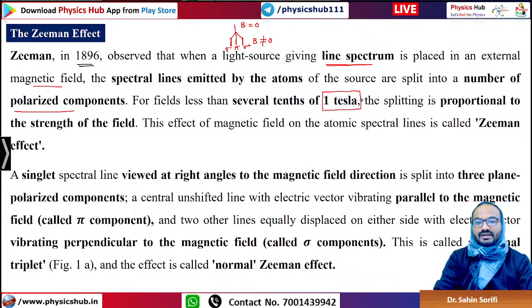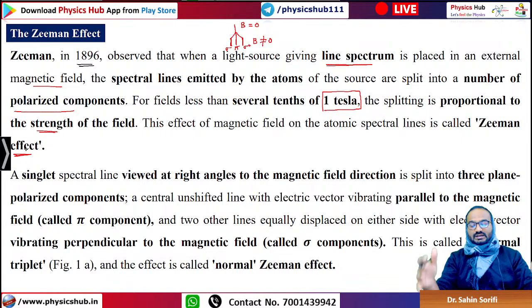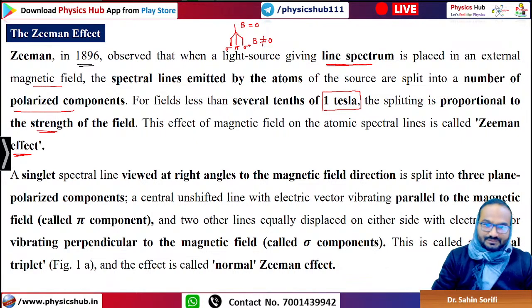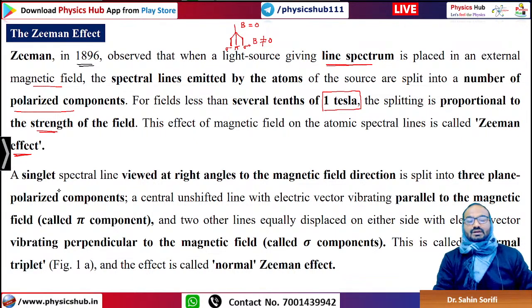Tesla is the unit of magnetic field. The splitting is proportional to the strength of the magnetic field. This effect of magnetic field on the atomic lines is called the Zeeman effect. So the Zeeman effect is basically the splitting of spectral lines under the influence of magnetic field, in simple language. Now, in a singlet spectral line, singlet means S equals 0. So what is the multiplicity? 2S plus 1 equals 1.